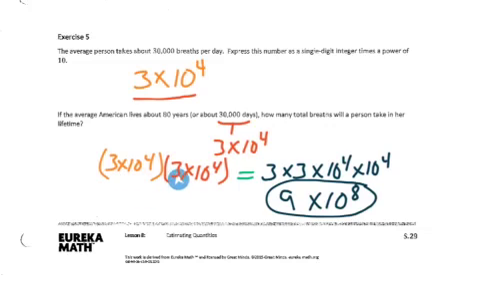Then I'm going to separate my 3's, so 3 times 3 over here. And then I'm going to separate my 10 to the 4th and 10 to the 4th. So I'm going to put that over here, times 10 to the 4th. And we know from our previous unit that 10 to the 4th times 10 to the 4th, we add our exponents to get 10 to the 8th. 3 times 3 is 9. Therefore, we take about 9 times 10 to the 8 breaths. If you wanted to expand that out, it works out to be about 900 million breaths in a lifetime.